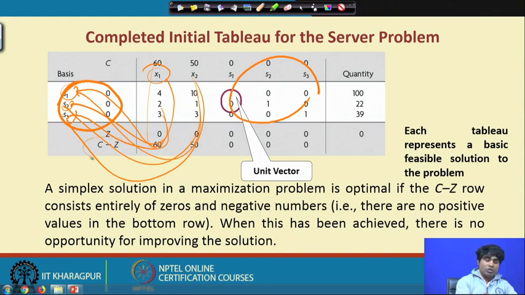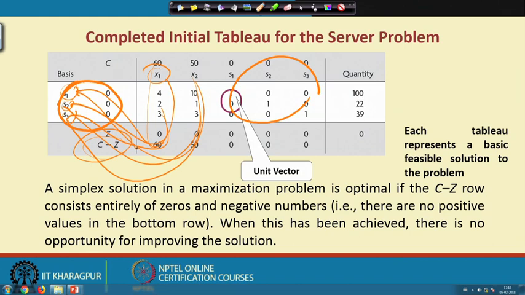So, it depends upon the net evaluation, that is the C minus z, the cost coefficients of the objective function and the z values, the net evaluations, and on the basis of that we can take decisions. So, usually we will stop where all the net evaluations are negative, or actually 0 with respect to the unit matrix. So, if not, then we will continue.